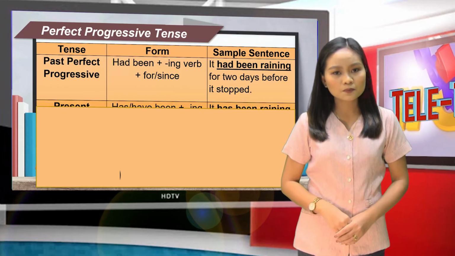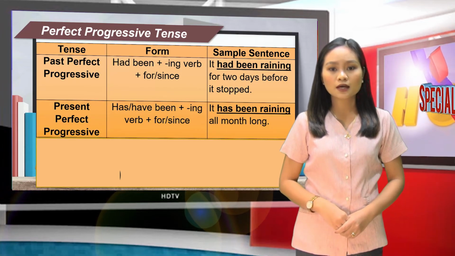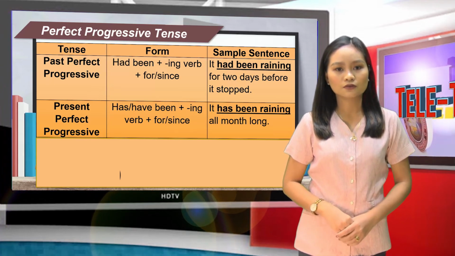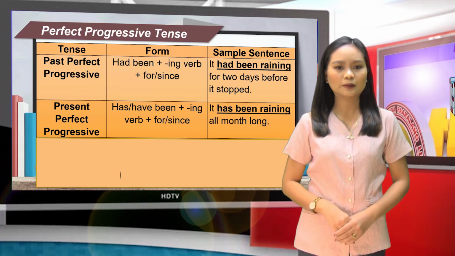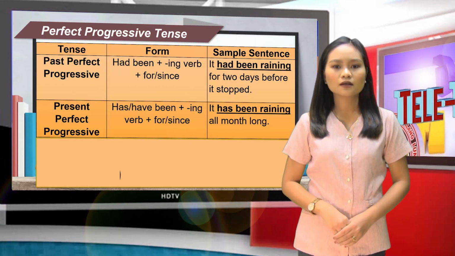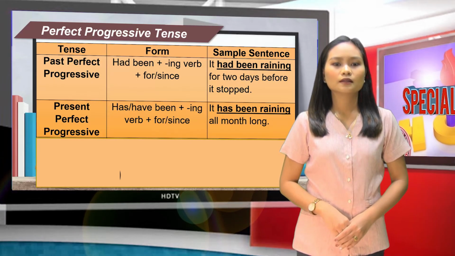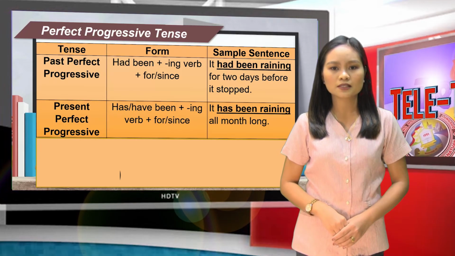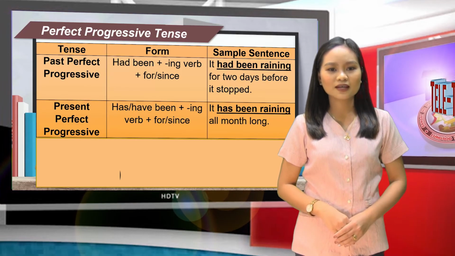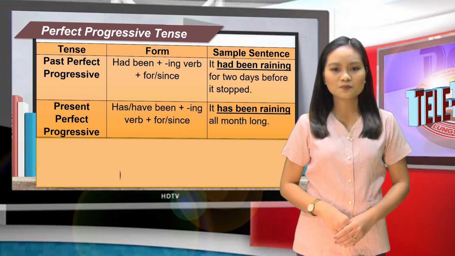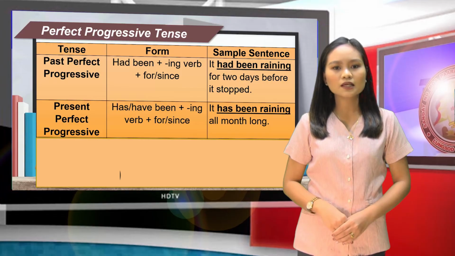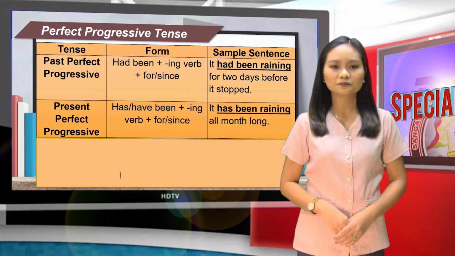You form the present perfect progressive tense by using have been or has been followed by an ing verb. For example, it has been raining all month long. The emphasis is on how the finished activity relates to the present. A time reference is not required to use the present perfect progressive. Sometimes we use it to refer to recently completed actions.